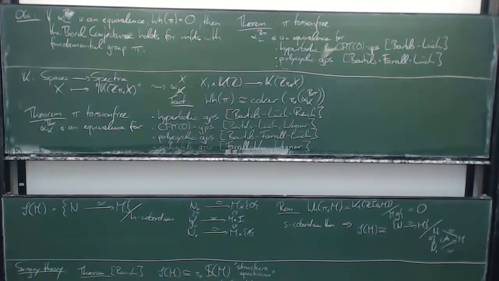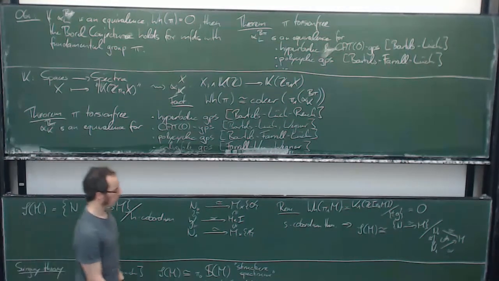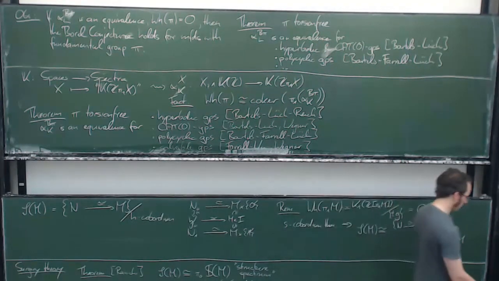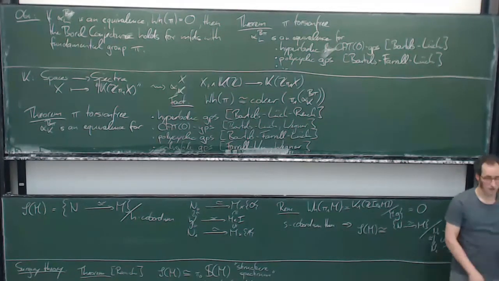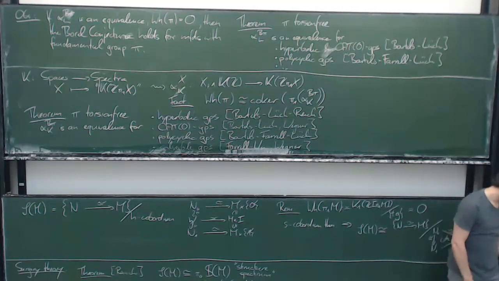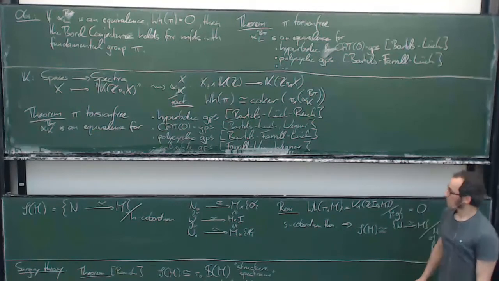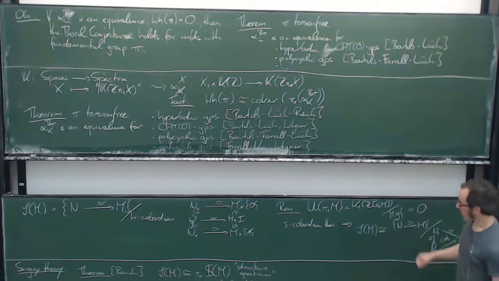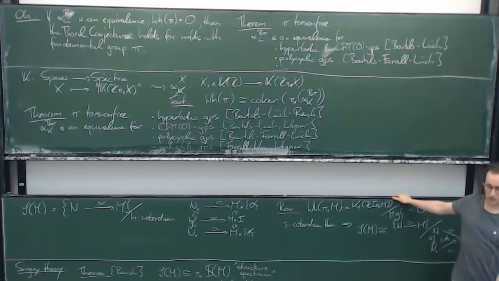So in particular, if we look, say, at hyperbolic groups or polycyclic groups, then we know that both of our assumptions of this observation are satisfied. So both the Whitehead group vanishes and the L-theoretic assembly map is an equivalence. So for spherical manifolds with such fundamental groups, we know that the Borel conjecture is in fact true. So that's as much as I wanted to say about the classification question.